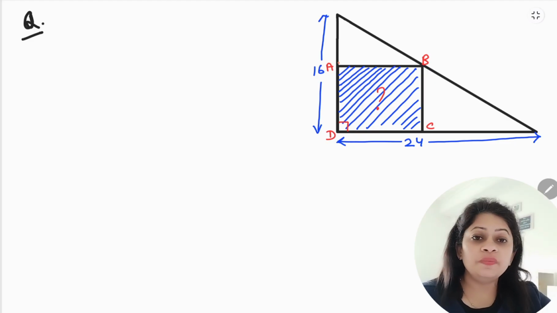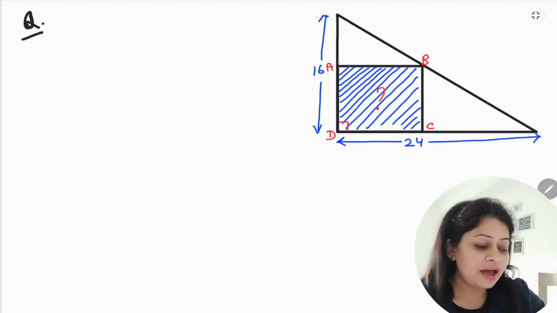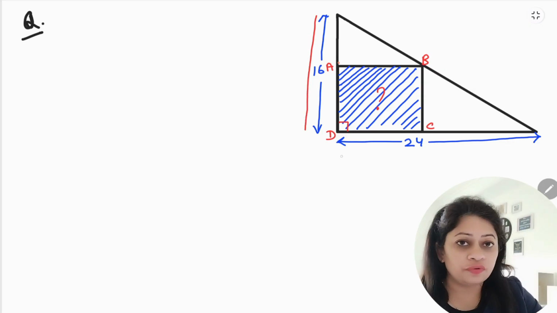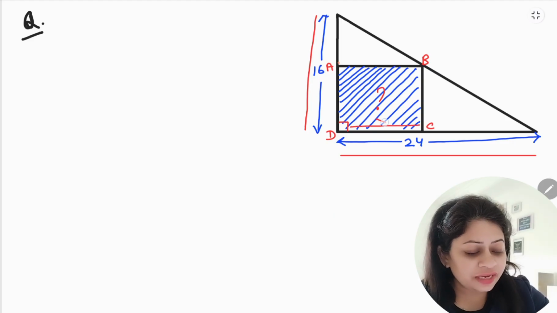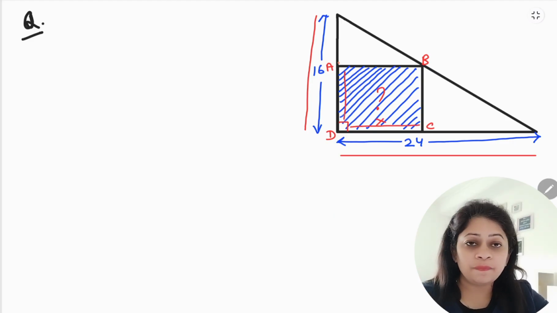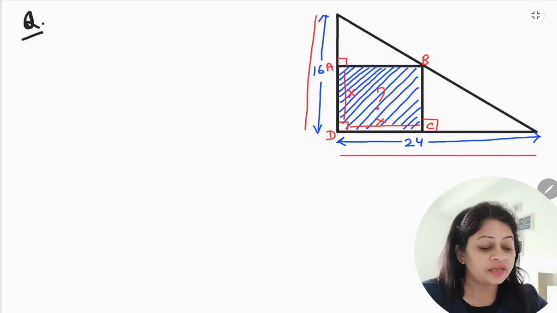I do not know the measurements of this square, but I know that this height of this triangle is 16. Like this whole side is 16 and this whole side, complete side is 24. But I do not know what is this side, x. I say it x. Okay. If this is x, this will also be equal to x. And we know that since square opposite sides are parallel, so this angle is right angle and here as well this angle is also right angle, right?